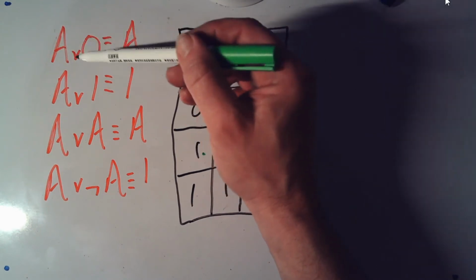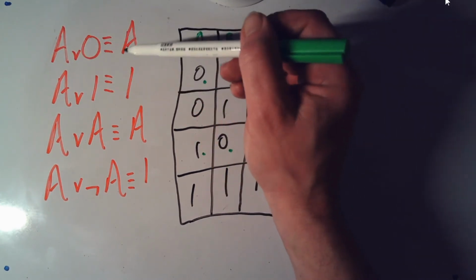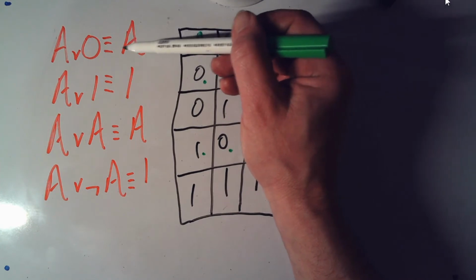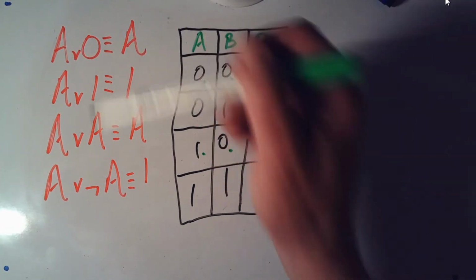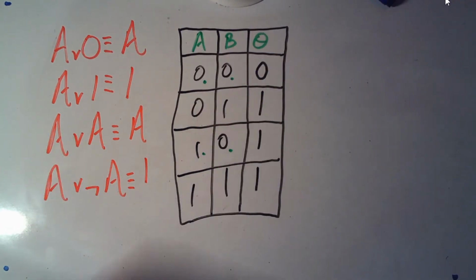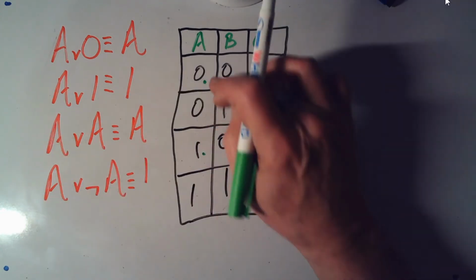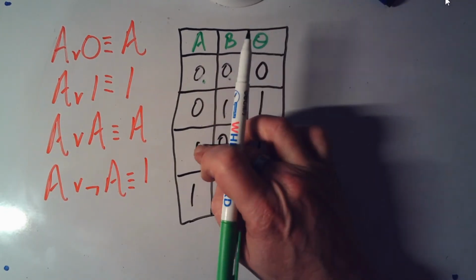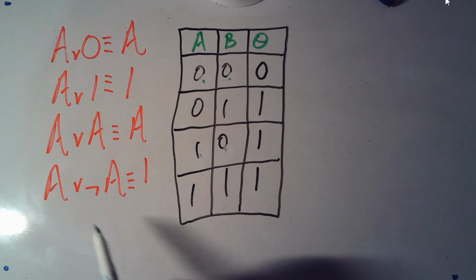In other words, A ORed with 0 will always give us a result that is logically equivalent to the input A. Let's have another look at one of these. I'm going to leave the other two for you to do yourself, just to verify that these truths are true. Let's have a look at this bottom one.